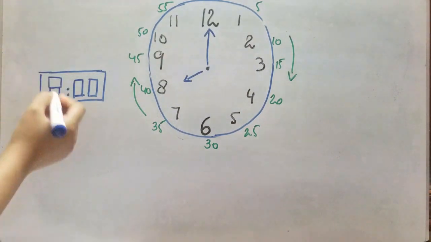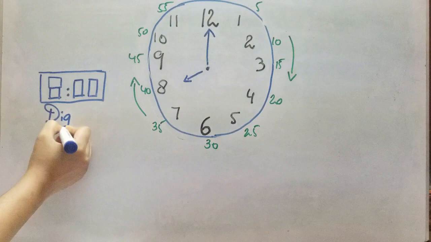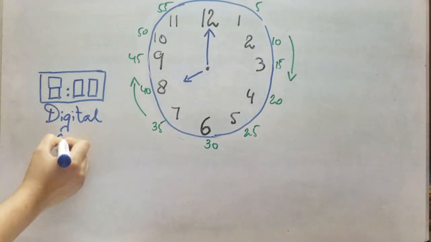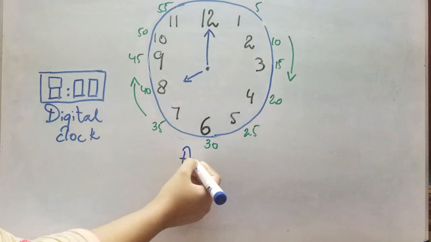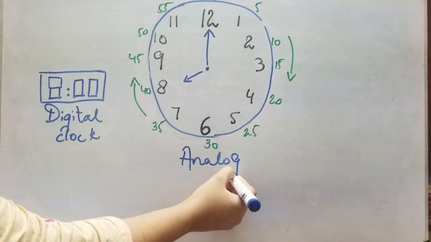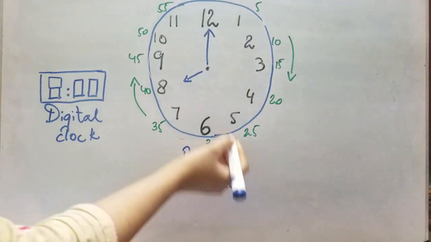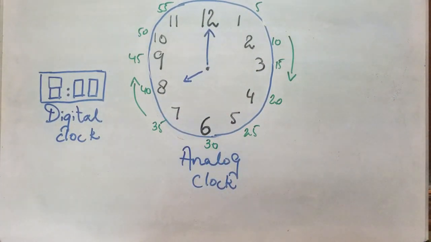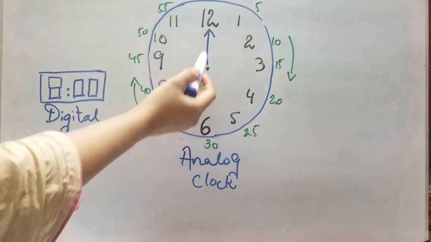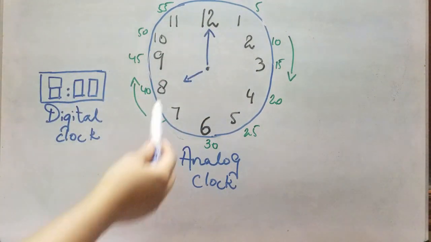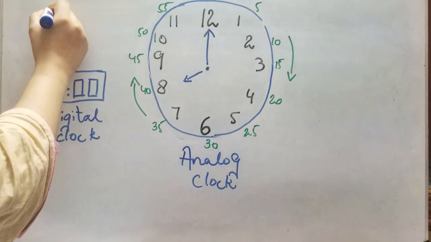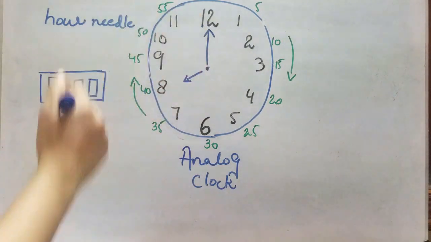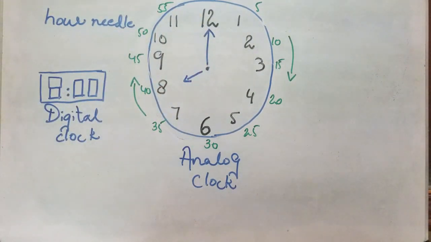This is, of course, a digital clock which tells you the time like this. Whereas this is known as an analog clock. Okay, so we are going to focus over here on this small needle and the big needle. Now see, this small needle is known as the hour needle, okay? Whereas the big one is the minute needle.